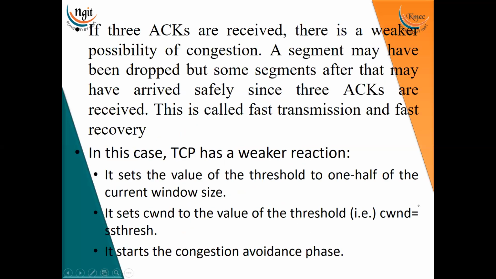Now if 3 acknowledgements are received, there is a weaker possibility of congestion, because the acknowledgements are arriving one after another, so the congestion is also lower. A segment may have been dropped, but some segments after that may have arrived safely. Since 3 acknowledgements are received, this is called fast retransmission and fast recovery. In this case, TCP has a weaker reaction. It sets the value of the threshold to one half of the current window size, and sets the current window size to the value of the threshold, that is, current window size equals ssthresh. And it starts the congestion avoidance phase.